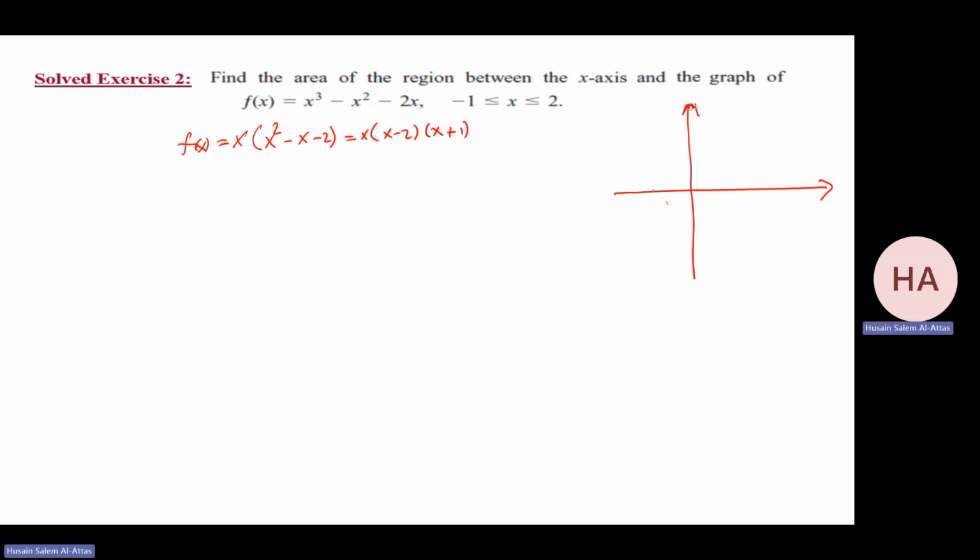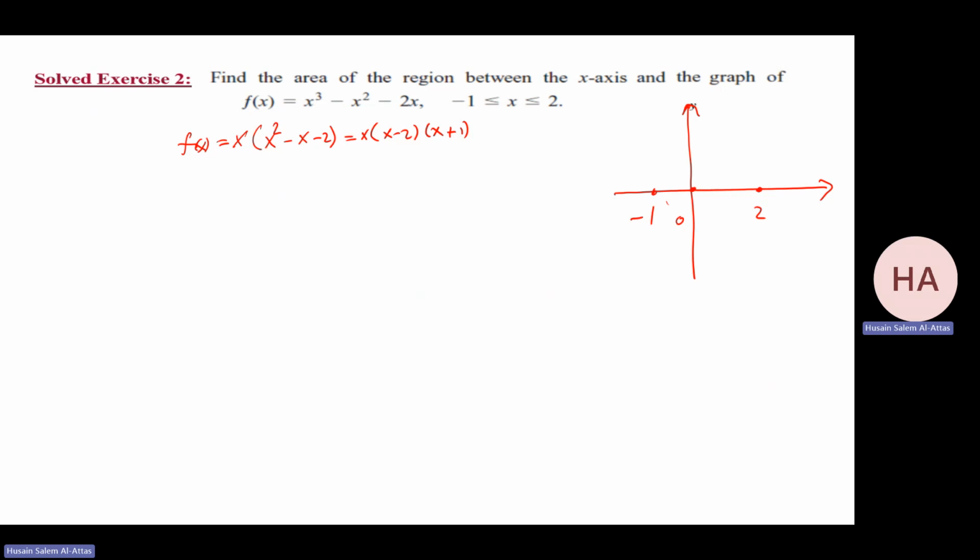I need the points minus 1, 0, and 2. These are the most important points. If I take a value before minus 1, minus 2, I want to sketch the graph of the function.